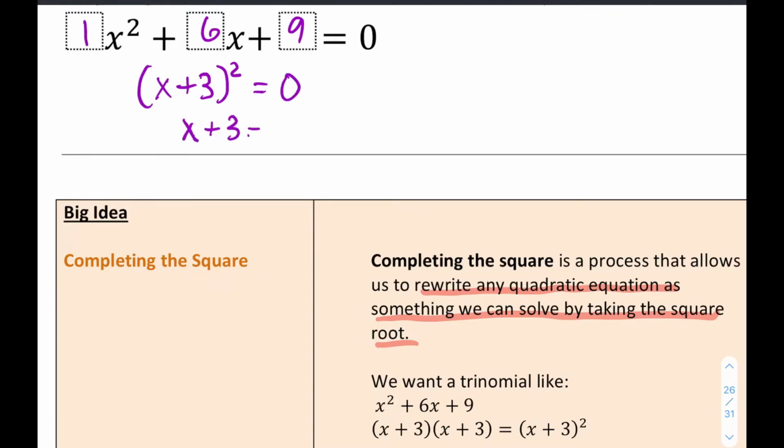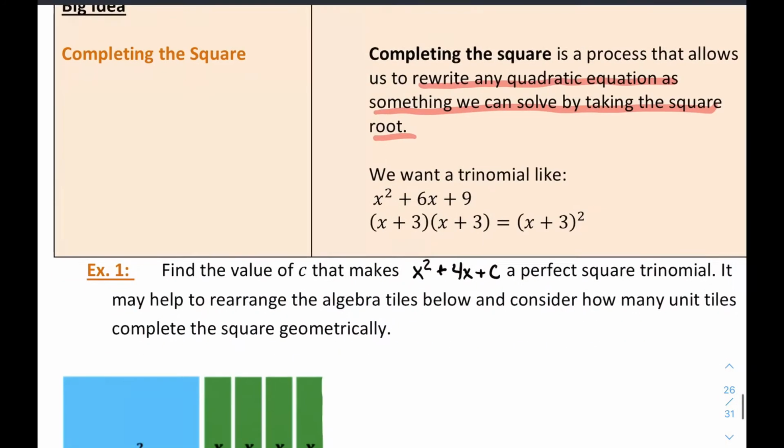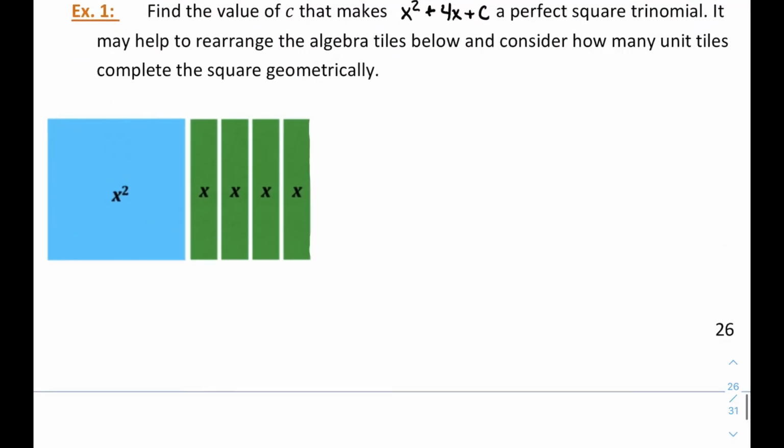So since it can be written as a perfect square, you can solve it by taking the square root of both sides, and then you just end up with x equals -3 on that one. Let's see if we can figure out how to rewrite x squared plus 4x plus a mystery number c as a perfect square. So I like to draw this out using some algebra tiles, they're called.